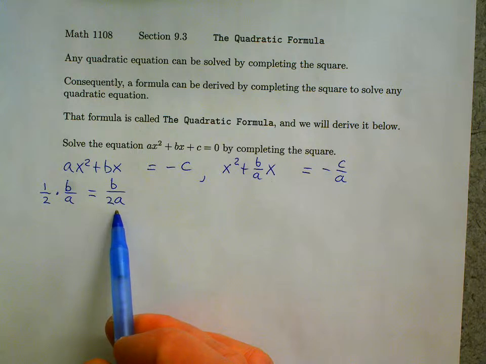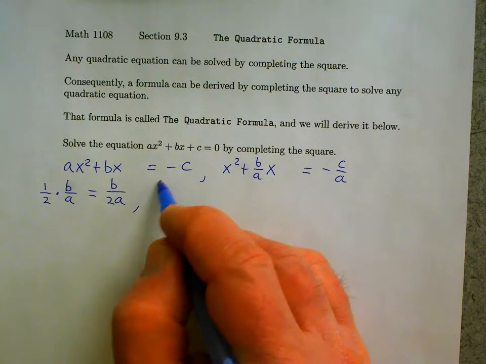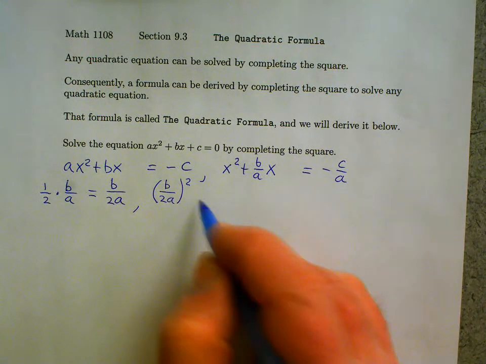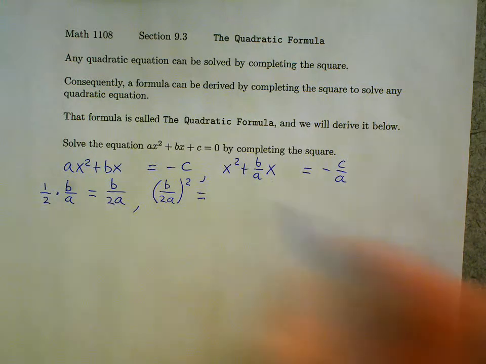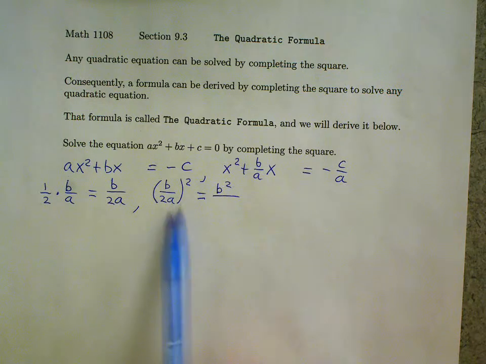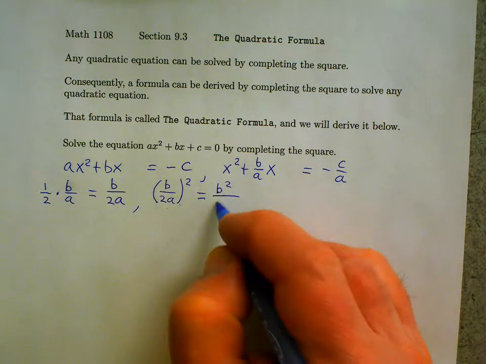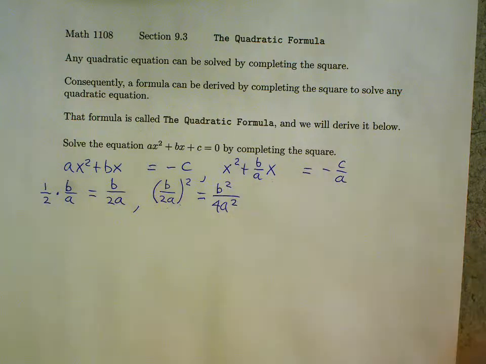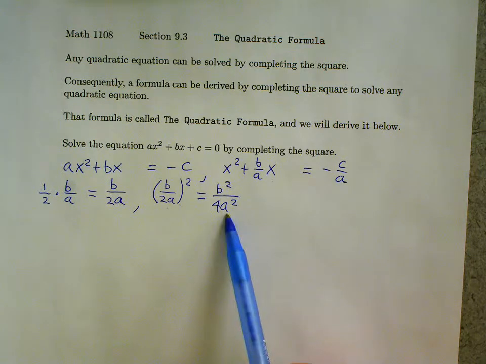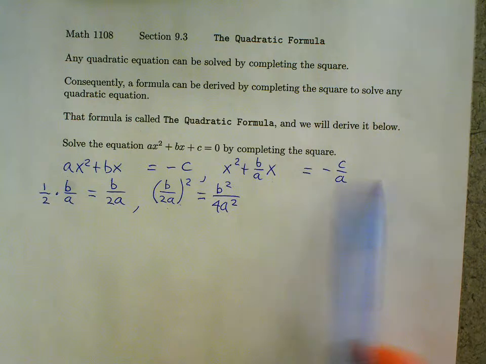The next thing we do is square b over 2a. So b over 2a squared is b to the second, and then the denominator, when we square 2a, that means 2a times 2a, we get 4a to the second. Okay, so b to the second over 4a to the second is what we're going to add to both sides of this equation.